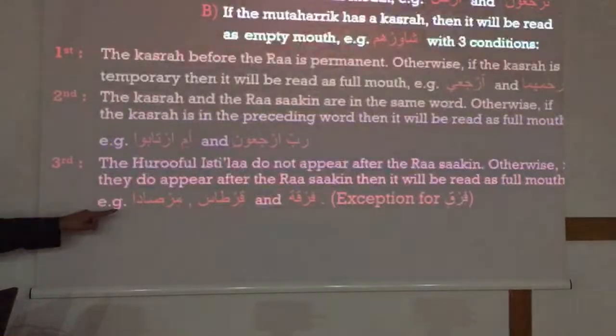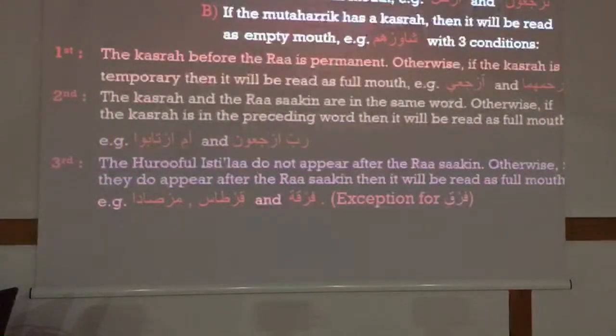If you notice in this one, mirsada, the sad had a fatha; qirtasun, the ta had a fatha; firqa, the qaf had a fatha. But in this word, firqin, what does the qaf have here? Kasra. Because that qaf has a kasra, this gives you the opportunity to read the ra empty as well. Do you understand?